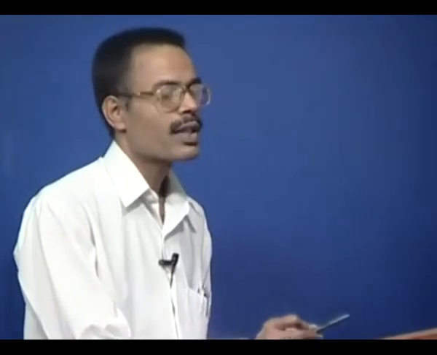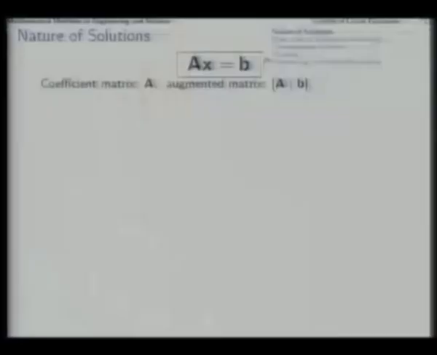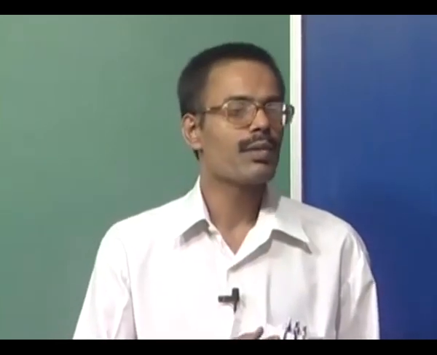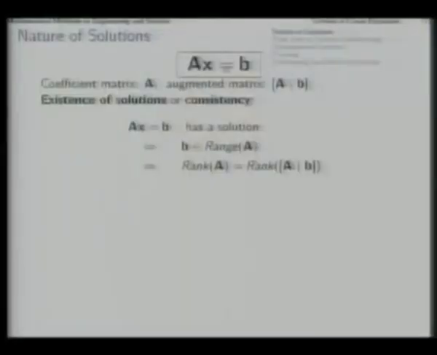The first question that arises is, does this system have a solution? That is the question of existence of solutions or consistency of the system of equations. If the solution does not exist, then we say that this particular system is inconsistent. That is, there is some internal conflict among the different equations in the system.